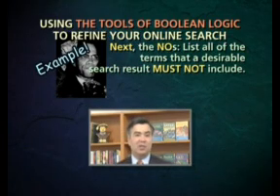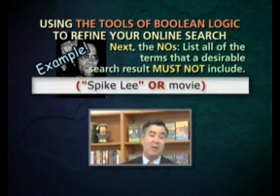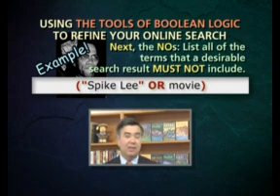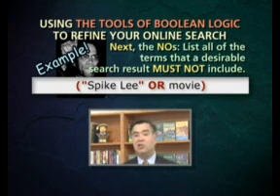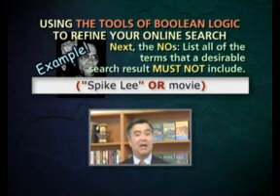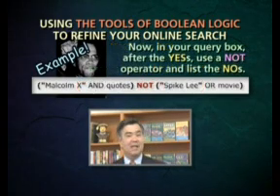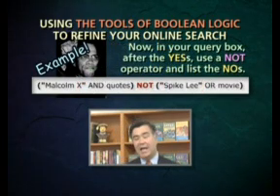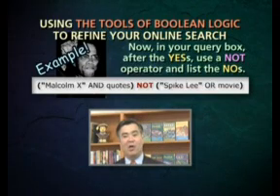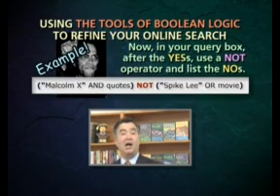Next, let's list all the terms that a desirable search result must not include. In this case, this could be Spike Lee and the word movie to eliminate results that refer to the 1992 movie about Malcolm X. And we'll call these the no's. Let's list these no's using quotation marks around any exact phrases or names. So we'll put quotation marks around Spike Lee, and movie is our other no. We go back to the query box and we'll type a not operator. And now we'll link all the no's together with or operators, because either of these would be sufficient to eliminate a website from our search.